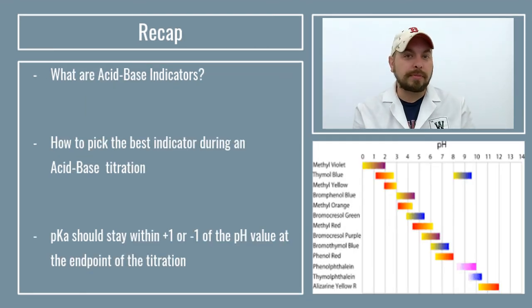All right, so that wraps up today's video. Today, we took a quick look at acid-base indicators. We determined what they were and also how to pick the best indicator in any acid-base titration. Remember, when we're looking at indicators, the pKa of the indicator should be plus or minus 1 of the pH at the endpoint of our titration.